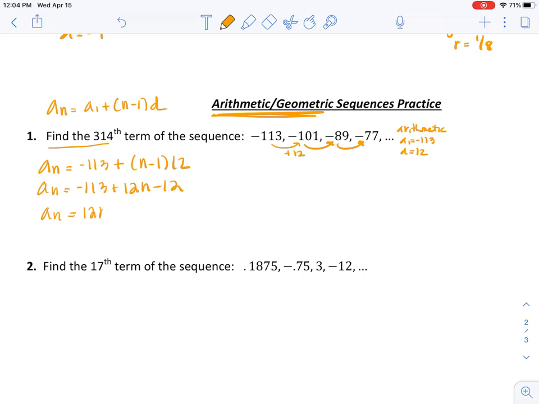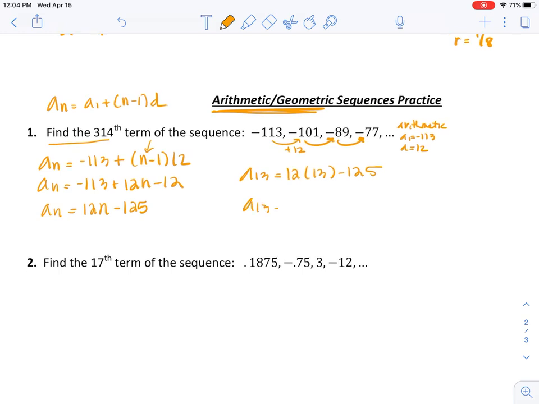So the rule is 12n minus 125. Right, so that's my rule, and now I can find the 314th term. 12 times 314 minus 125. Now, technically, I could have plugged in 12 right here and got the 125 right away, but there's no harm in writing your rule and getting practice for it. All right, so you should get 3,643.